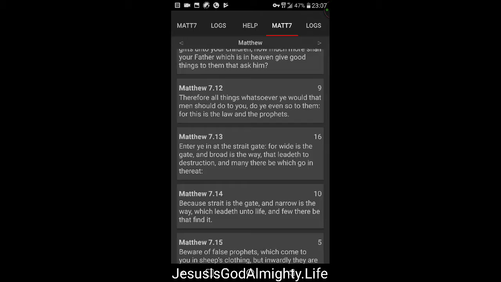So therefore all things, whatever ye would that men should do to you in regards to telling the truth, do ye even so to them. Well, I would love people to tell me the truth, so I should also do that to them, right? For this is the law and the prophets.